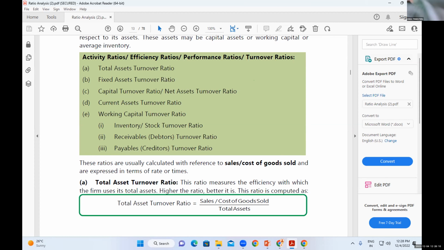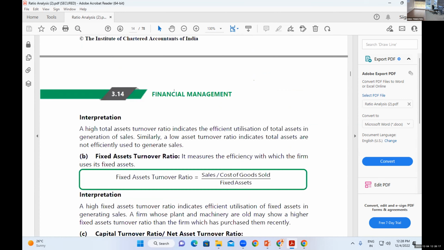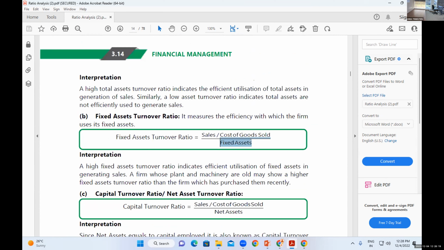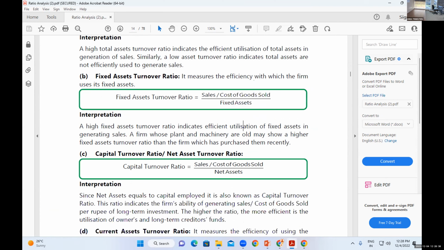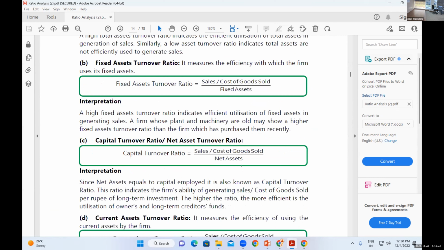Okay. Next, fixed asset turnover ratio. Same logic. There we have taken all the assets, total assets. Here we are going to take only fixed assets. Same thing, only the denominator is going to change. You are going to minus current assets from total assets to apply fixed asset turnover ratio. Logic also same. Higher the ratio, better the efficiency. Clear? Asset turnover, next one is fixed asset turnover.